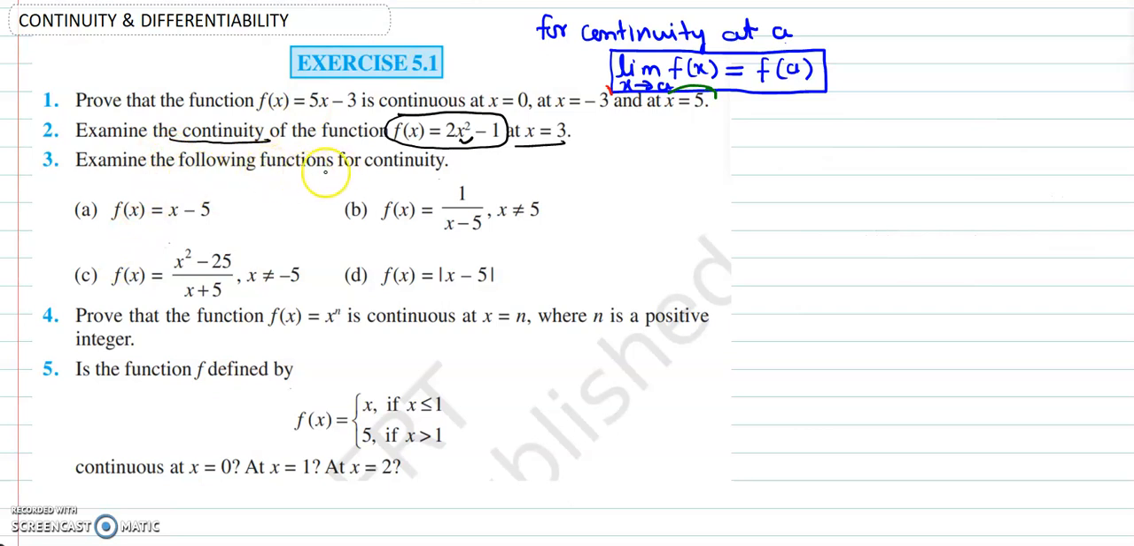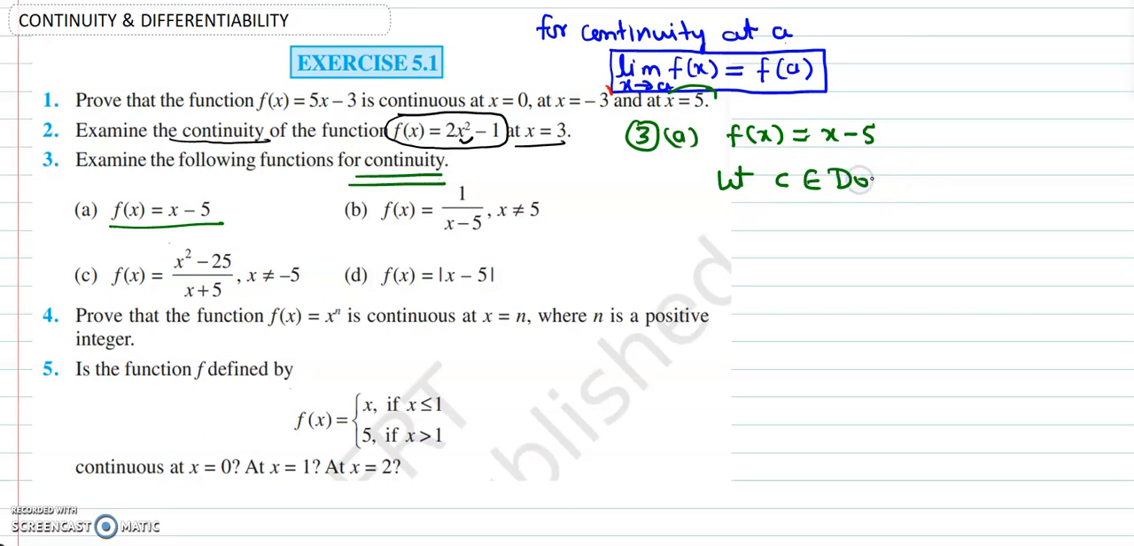Okay, next is examine the following functions for continuity. Again continuity you have to check. Function is f of x is equals to x minus 5. So you have to check the continuity. First of all, let any real number c belongs to its domain. So limit at x approaching c of the function x plus 5, sorry, it will come out c plus 5.